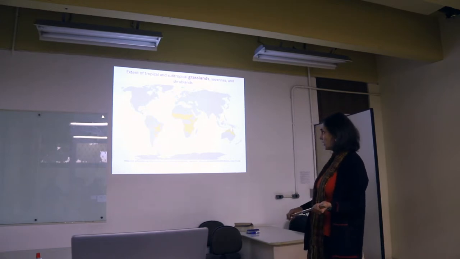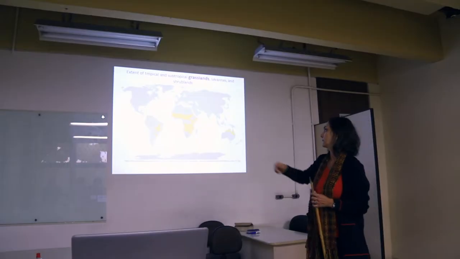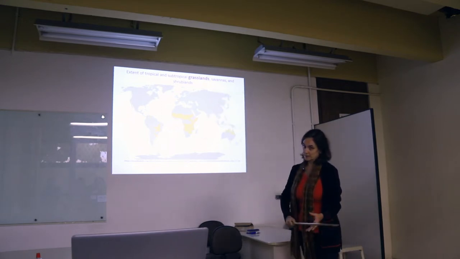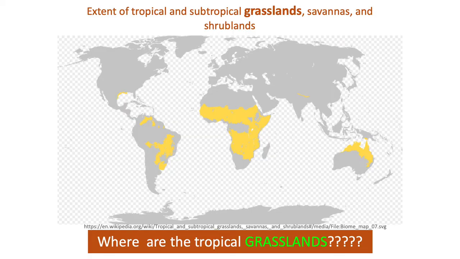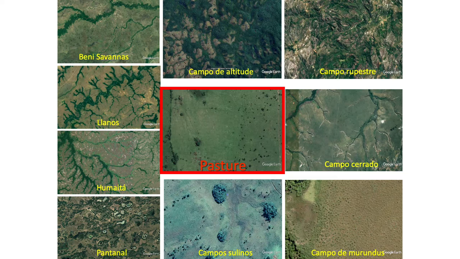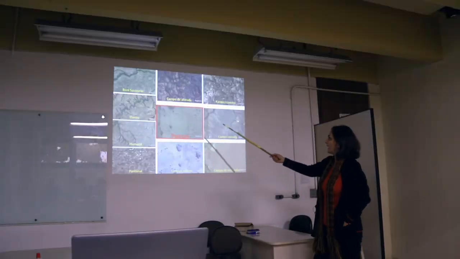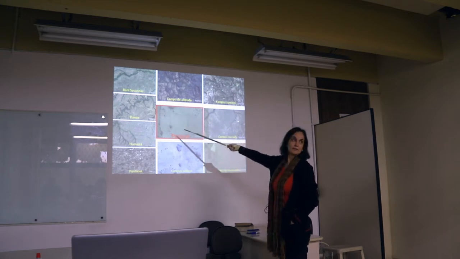And the problem starts with these maps. We have this map, I took this from Wikipedia, where subtropical grasslands, savannas, and shrublands are. But there's no map for grasslands. If you find one, please send it to me, because it's very difficult for these people working with remote sensing, those that make the maps, to see the satellite images and say these natural grasslands are different from the pasture.